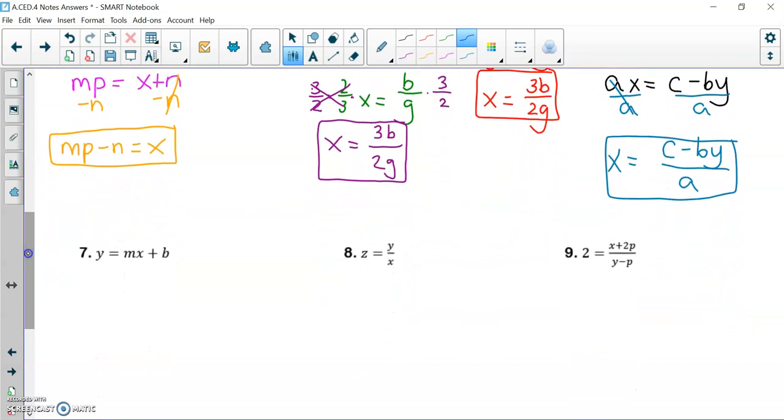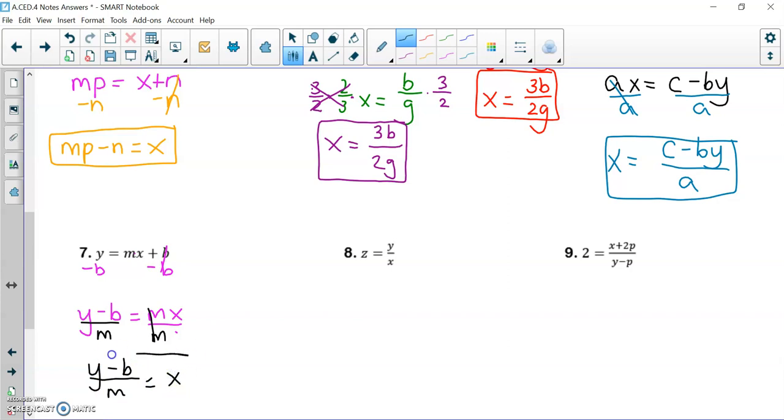All right, number 7, I'm solving for x. So I have m times x, and then I have plus b. I'm going to take care of that addition first by subtracting b from both sides. And I wind up with y minus b is equal to m times x. To get x by itself, I'm going to divide by m on both sides. And I wind up with y minus b over m is equal to x. You could also write your answer as y over m minus b over m, but I'm okay with you leaving it like this. All right, next one.